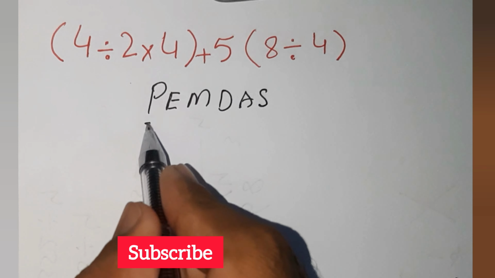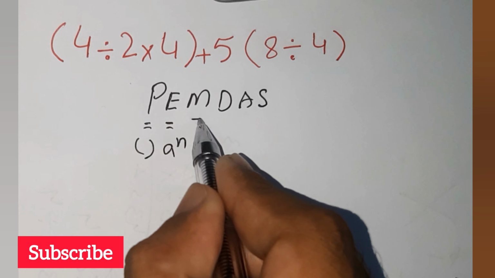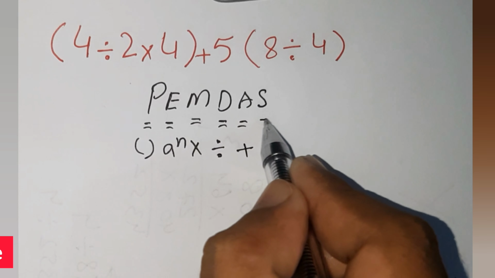In this rule, P stands for parentheses, E stands for exponent, M stands for multiplication, D stands for division, A stands for addition, and S stands for subtraction.